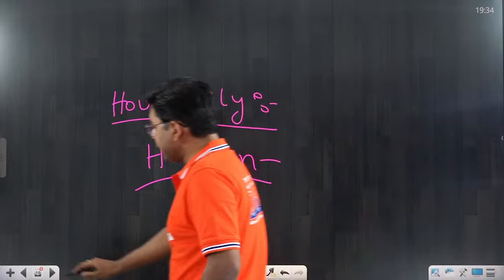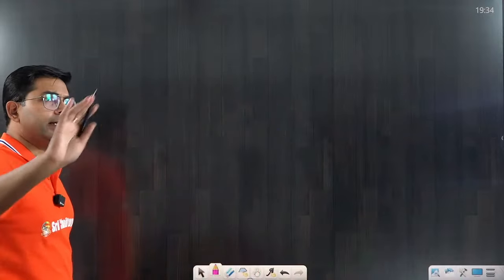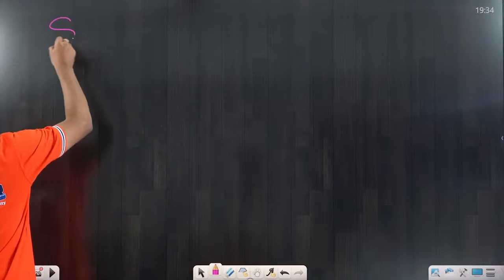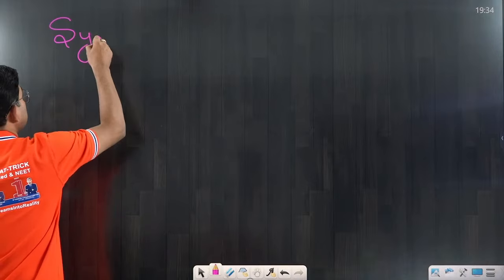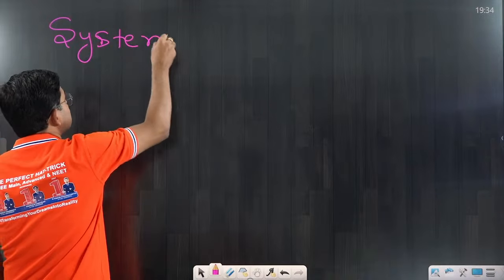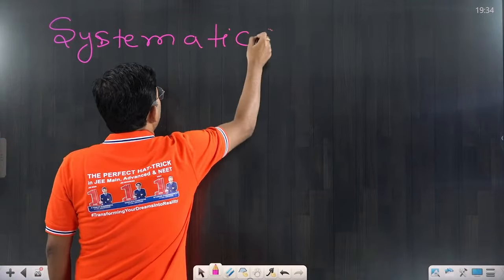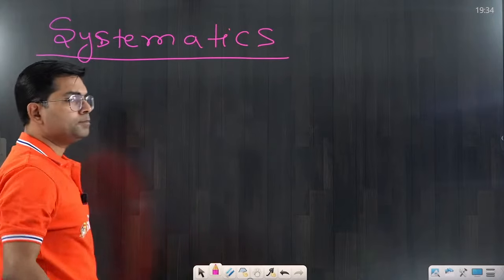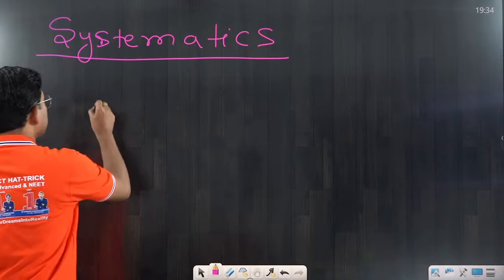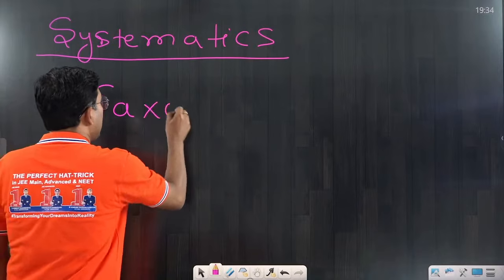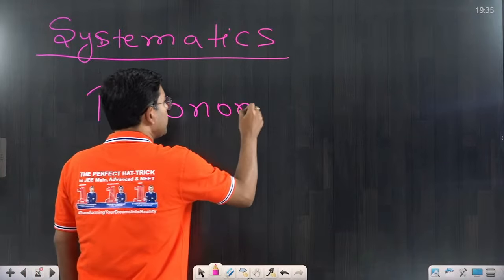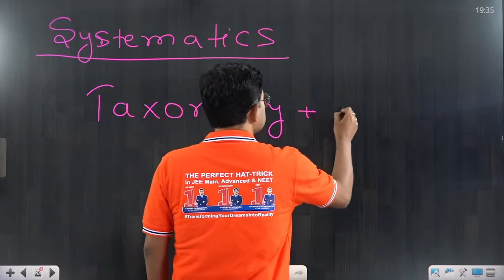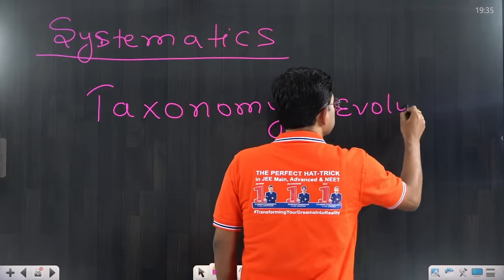So now if I say taxonomy, we have already seen. Now tell me, another term is systematics. Now, what is systematics? So, simply you can say, it is when we add taxonomy with evolutionary relationship.